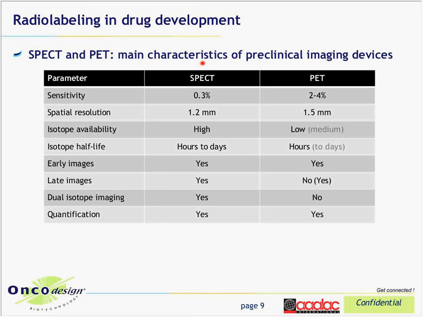And here the table summarizes the main characteristics of the preclinical imaging devices for SPECT and PET. Sensitivity is lower for SPECT, but it's not a drawback. Spatial resolution, which is the minimal distance between two points so they can be detected by the system, is quite similar, 1.2 versus 1.5 millimeter.